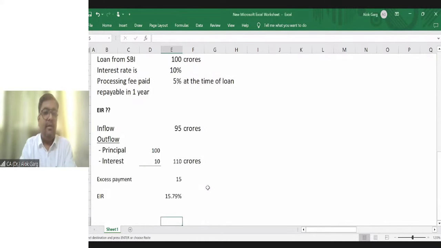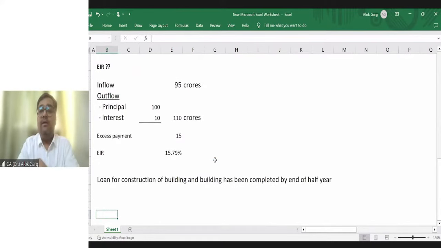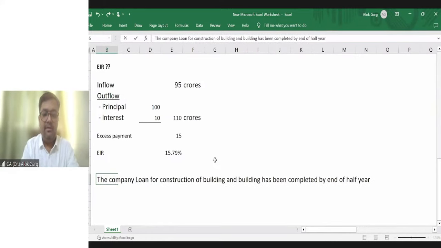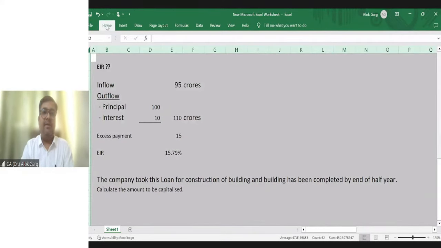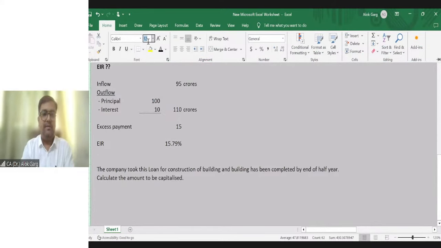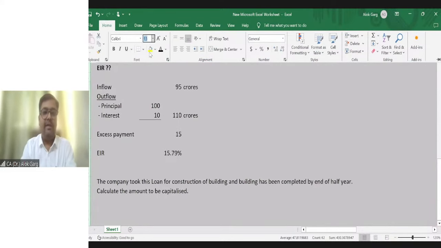Now, to extend this example, let's say the company has purchased the land for construction of a building, and the building has been completed by end of half year. Calculate the amount to be capitalized. Calculate the amount of interest or loan to be capitalized.